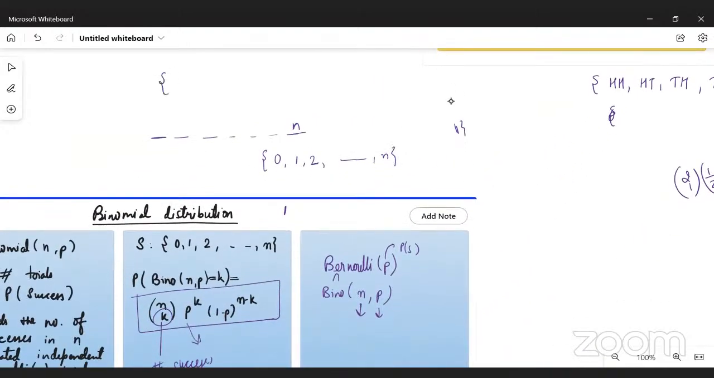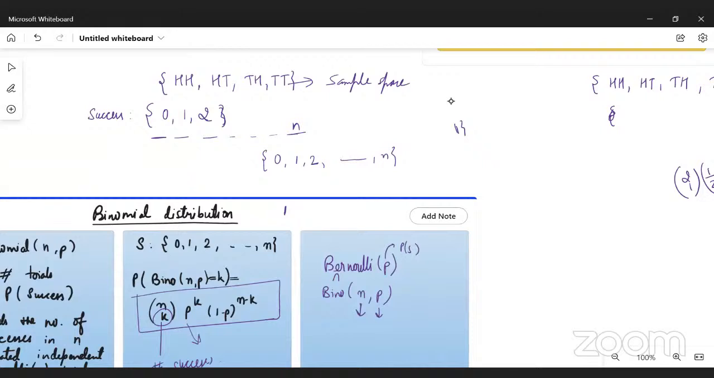If you look at the same example of 2 tosses of a coin, my sample space is HH, HT, TH, and TT. And if I have defined my success to be the number of heads, the number of heads can be either 0 or 1 or 2. This is the range, and this is the sample space. But that's when the range has to be derived from your sample space, right? Yes.